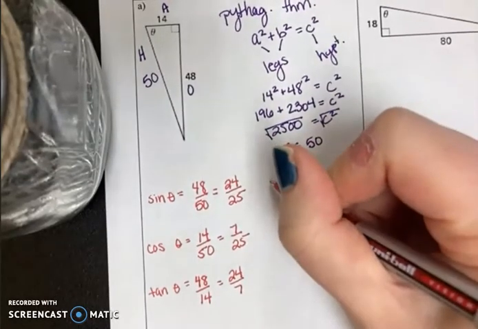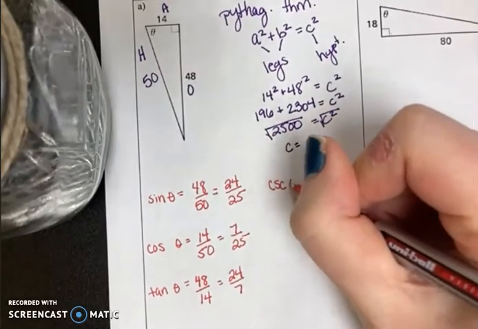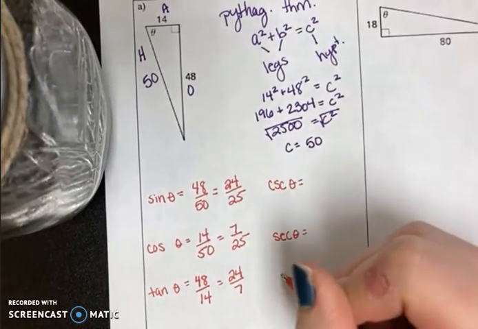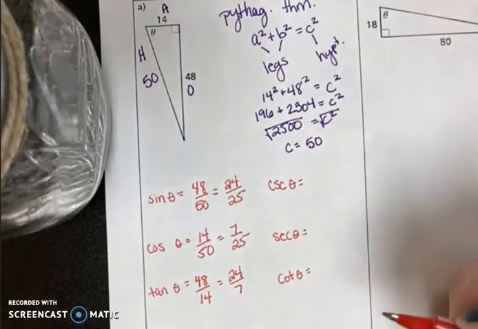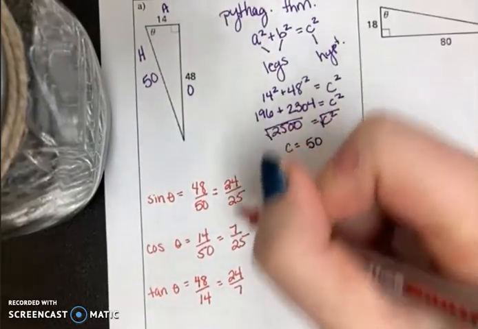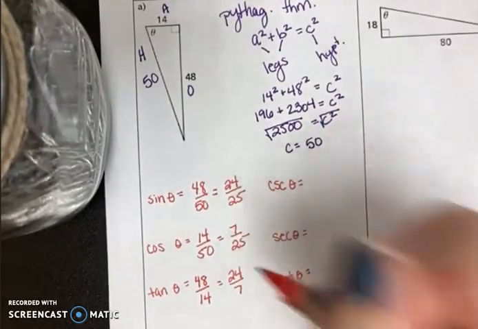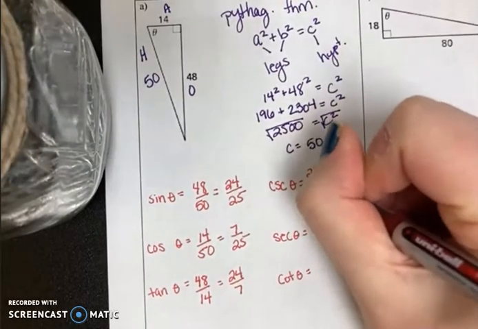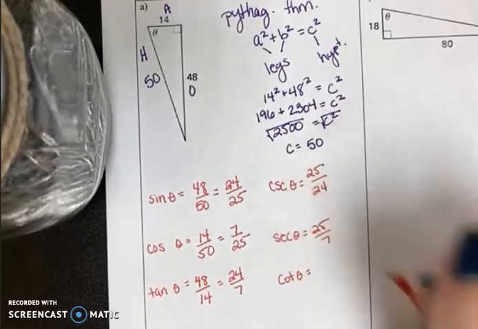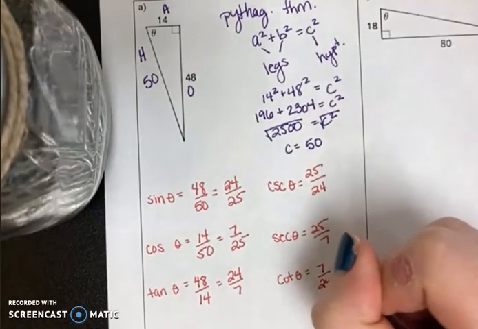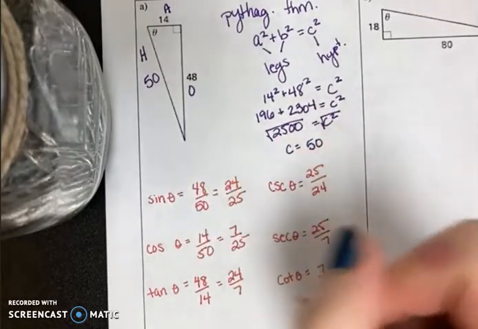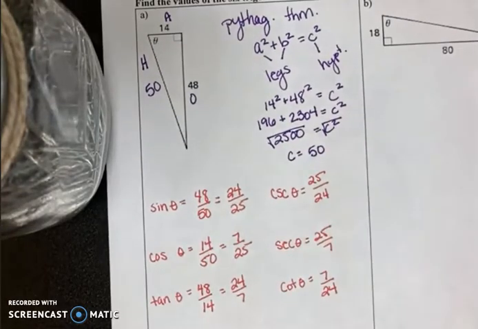Now we're ready to write cosecant, secant, and cotangent. I'm just going to use my simplified versions and write the reciprocals of those. So 25 over 24, 25 over 7, and 7 over 24. And that's it. The hardest part is just remembering which one is the reciprocal of which. Otherwise, it's just a pretty easy extra step that we're taking.